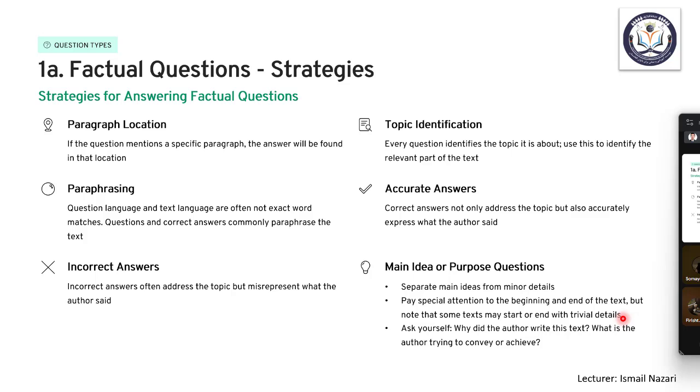And the last and final strategy is that we have to take a look at the main idea and the purpose questions. We should not mix them. We have to differentiate between a main idea question and a purpose question. If it is a main idea question, it usually asks for the central argument, but if it is a purpose question, it usually asks for the reason for something. So we can use these strategies to answer factual information questions.